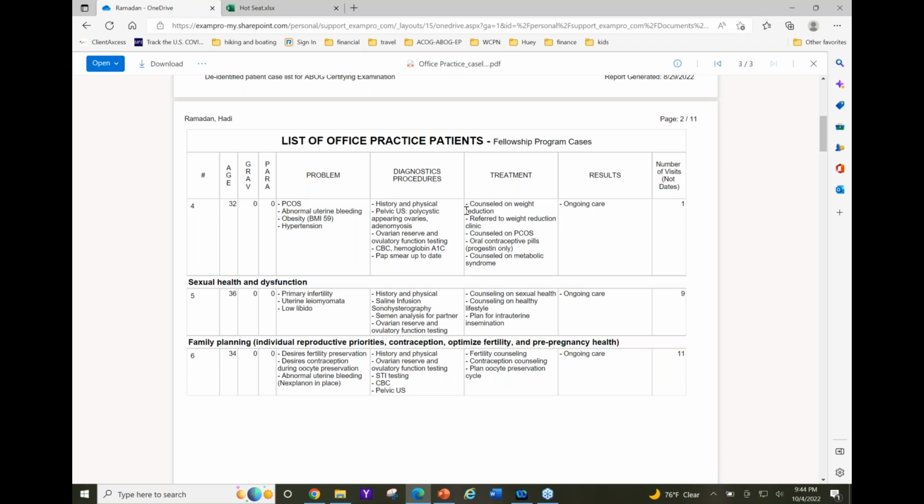I might be wrong. What was the last part you said about 45? I'm sorry. 45, I would be a little bit more aggressive about going towards surgery. Okay. Let me ask you this. You mentioned in this case counseled on metabolic syndrome.